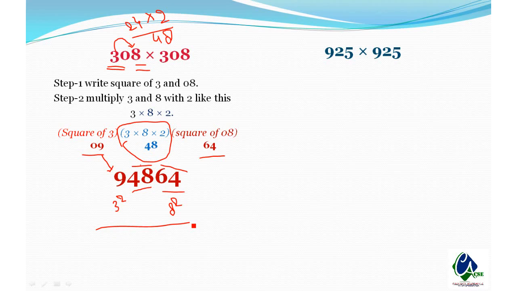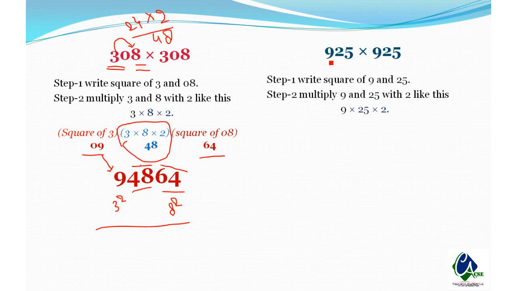See one more example. Here you have a carry. Our steps are almost the same. First you square 9, that is 81, square of 25, that is 625, but you need only 2 digits. 6 will be used as a carry. Multiply this 9 by 25, you will get 225. Multiply this with 2, you get 450.